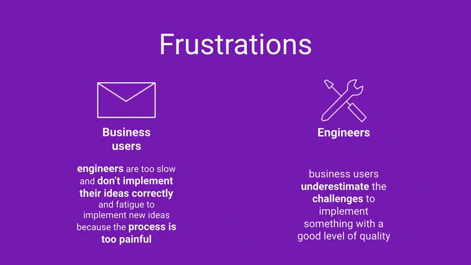So it's frustrating. It's frustrating for the business users because they think the engineers are super slow and don't implement things correctly. It's super painful to start and to have a new idea, so they just start making decisions based on biases without backing them with data. And the engineers think about the business users: those guys underestimate the challenges of implementing something production ready, and they want something new, something different every other week, and they want to change all the requirements. So it's super frustrating for everyone.